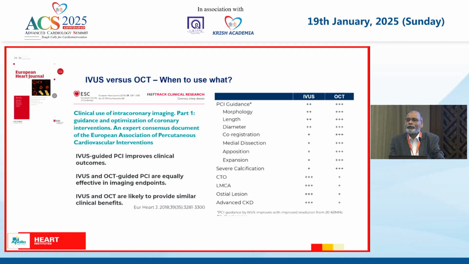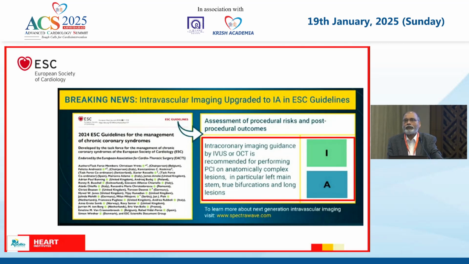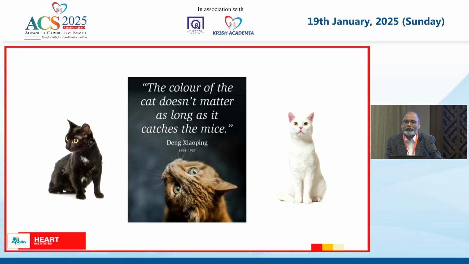To summarize, you use OCT in all these conditions to study the morphology, length, diameter, calcification, dissection, apposition, expansion, and keep your IVUS for CTO, LMCA, ostial lesions, advanced CKD. So this is my take home, this is where you have to place your devices. I finish by saying we are lucky that it is now a class 1A indication as per the European guidelines, and any form of imaging, whether IVUS or OCT, can be used to see that you do a perfect job. So two cats, black and white, it doesn't matter. The color of the cat doesn't matter as long as it catches the mice.